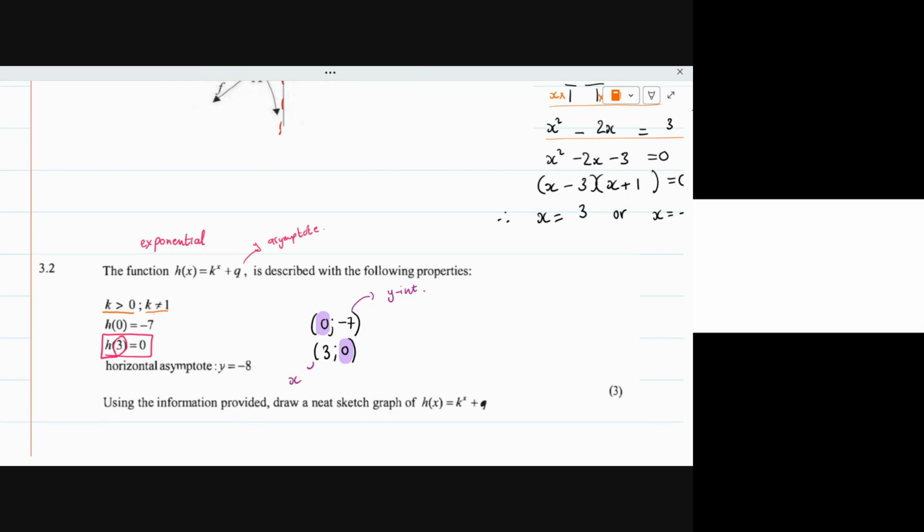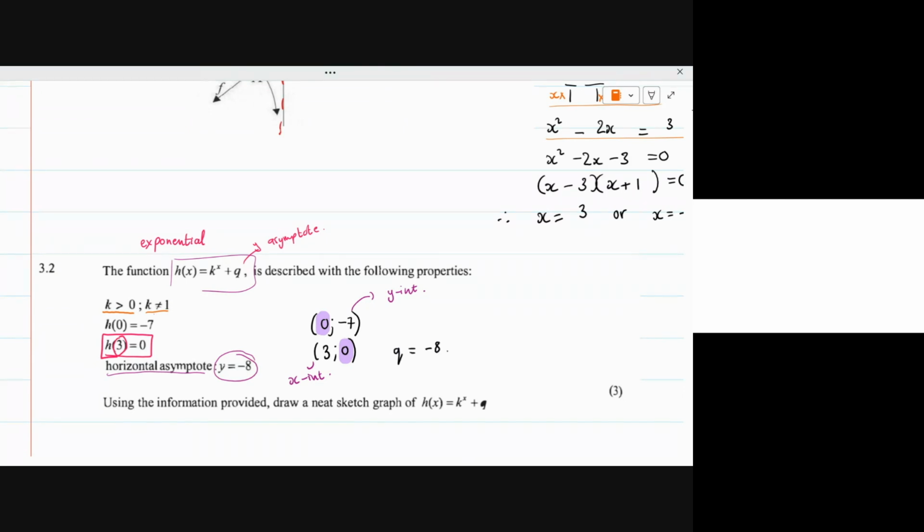So this is the x-int. And Abu, you're spot on. You've just swapped them around, my dude. Other way around. Okay, good. And then it says to us, this particular graph has a horizontal asymptote at y is equal to -8. Which value in my graph is that? It's the q value, right? So they've just told us that q is equal to -8.